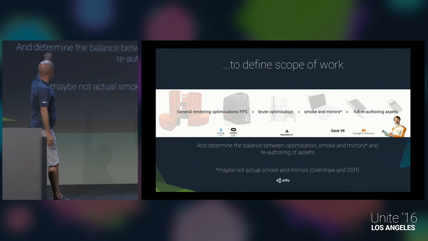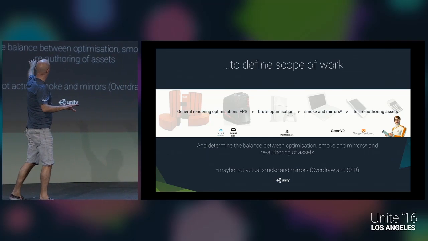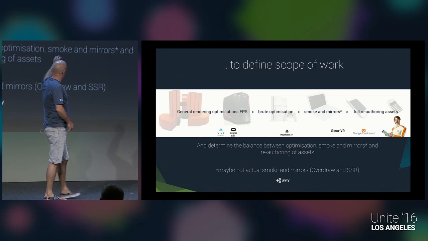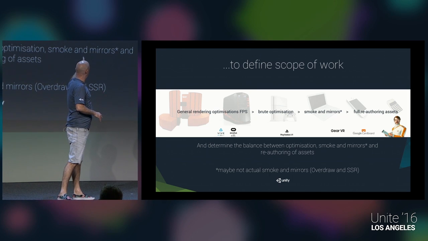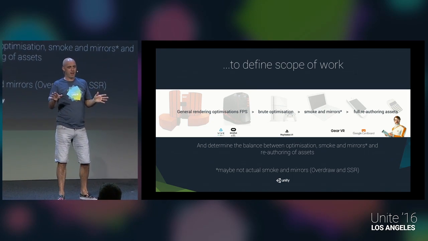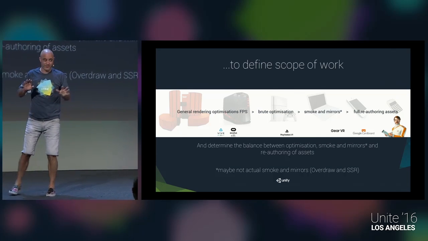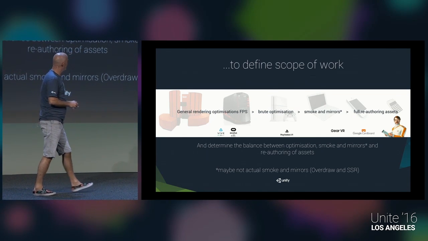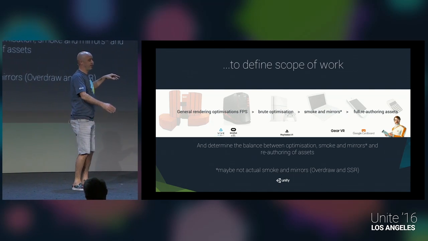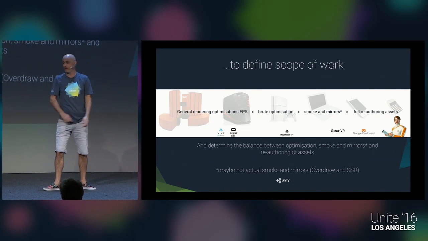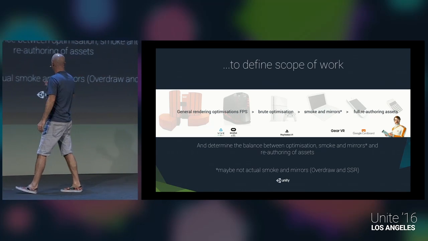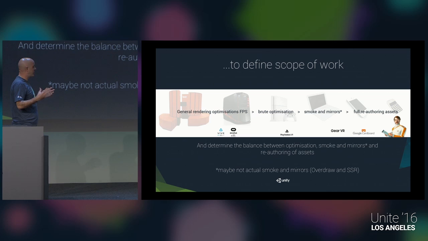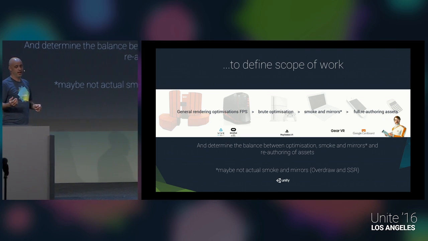From general rendering optimizations that we covered in the beginning of the talk, to brute optimization, where you turn lots of things off, to the real fancy smoke and mirrors. And when I say smoke and mirrors, I don't mean actual smoke and screen space reflections, if you can possibly avoid it. But you know what I'm saying. Things to obscure what's happening, to the full reauthoring of an entire project just for one particular portable VR platform. So along that scale, you can determine the balance between all of those different processes, and then you understand the scope of your work a bit earlier on.